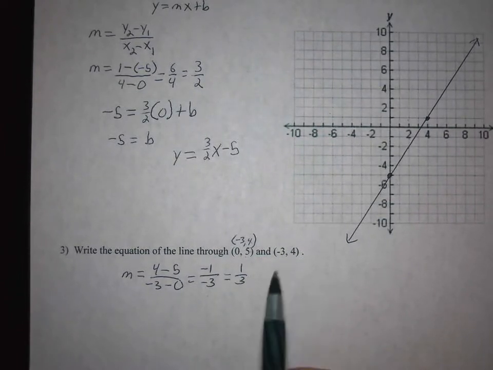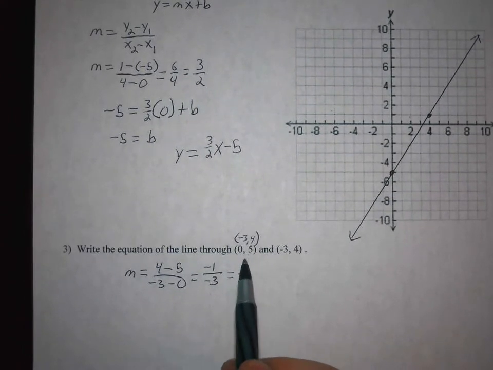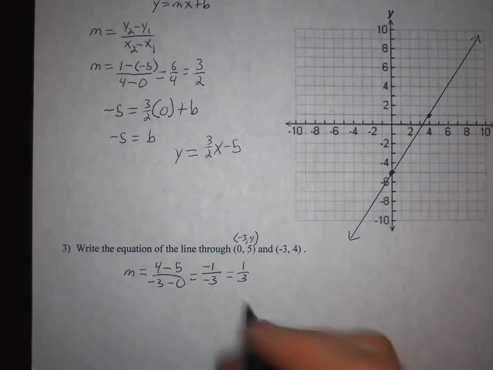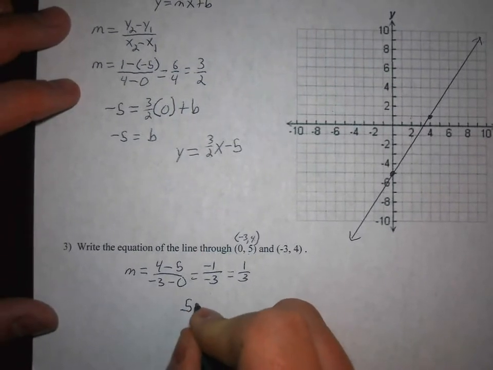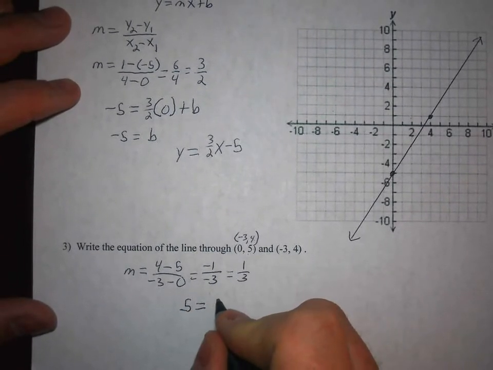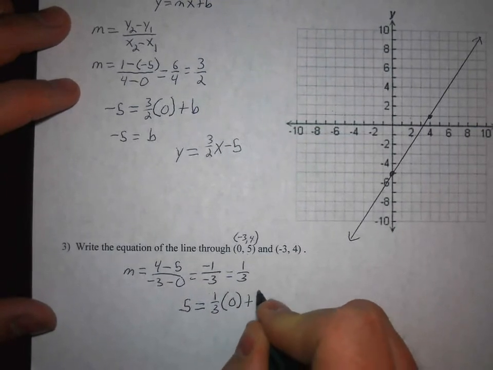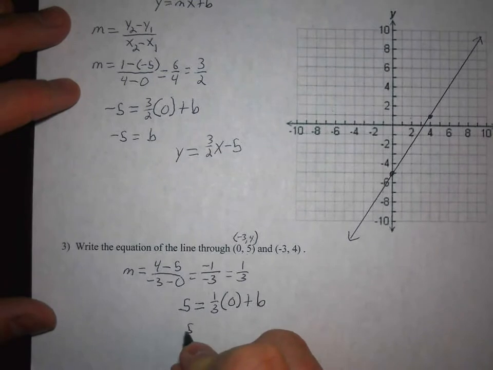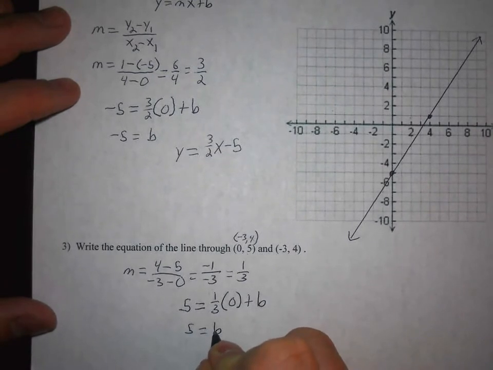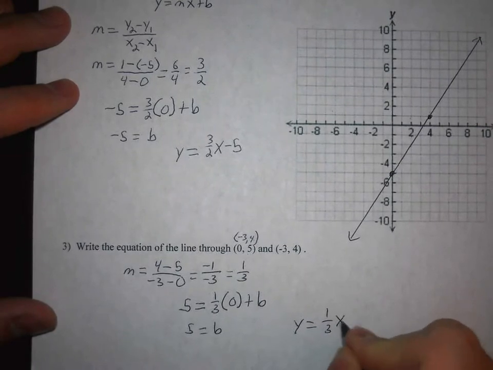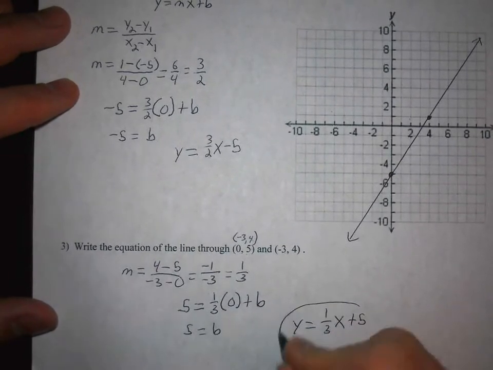So now again, if we use (0, 5), that's going to be convenient because the x value is 0. So we know that if we use y equals mx plus b, we're going to have 5 equals 1/3 times 0 plus b. So 5 equals b. So the equation of our line is y equals 1/3 x plus 5.